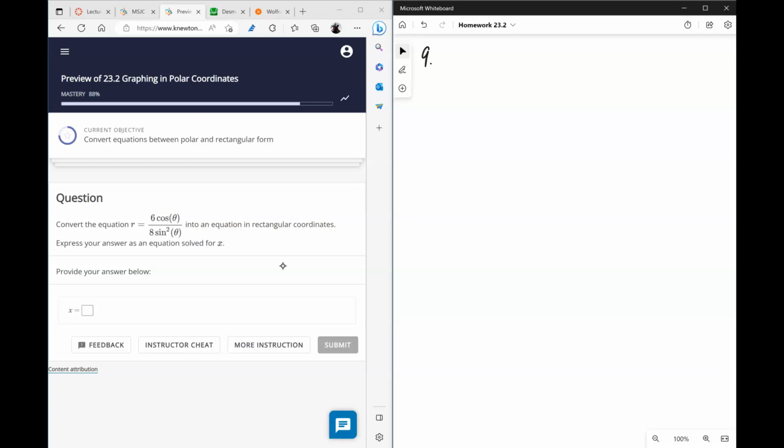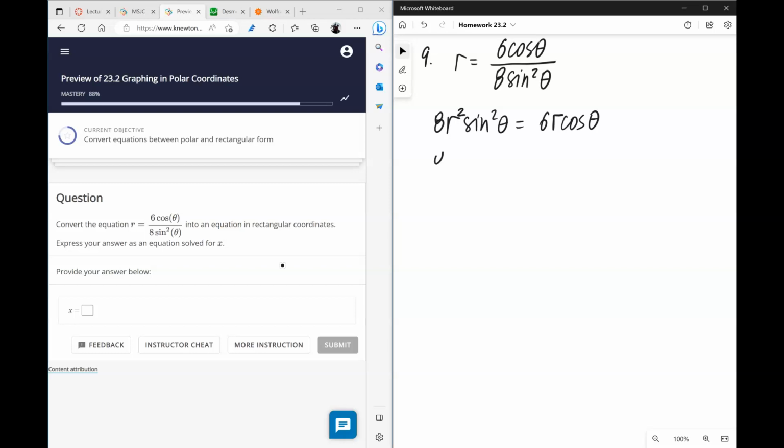And it looks like we have the same task, but now we have to undo it. Except there's no double angle here, so it seems like we've done this before. What we're going to do is multiply both sides by 8 sine squared theta. Then we're going to multiply both sides by r.